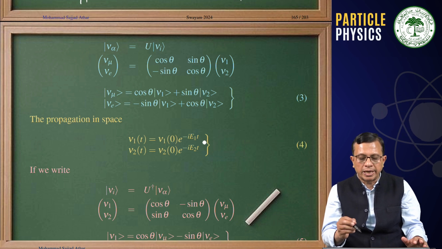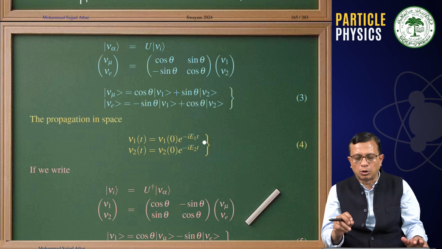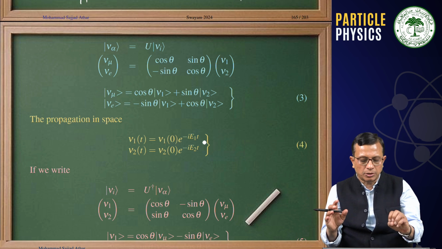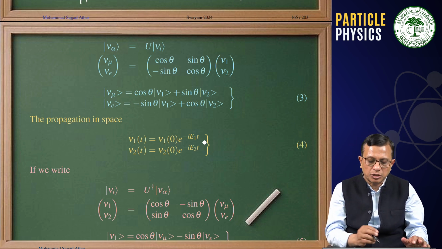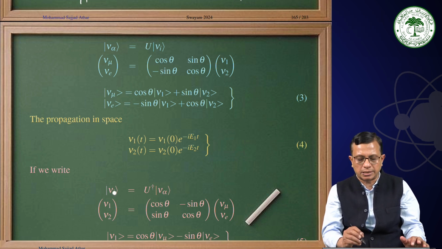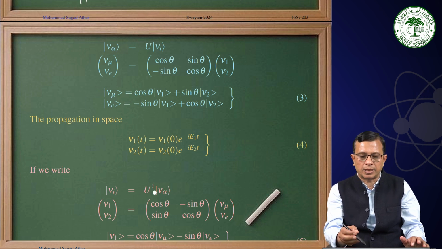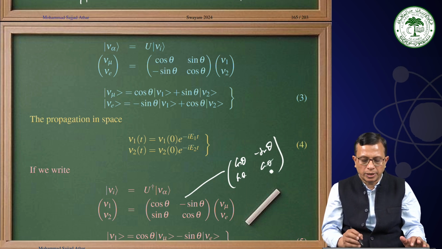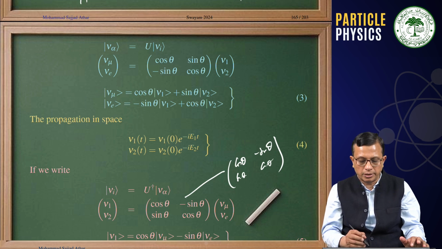Then we said that to start with, at time t equal to 0, we had only nu mu's. We didn't have any nu e. Therefore, if we do the inverse transformation, that means we write the neutrino mass eigenstates in terms of the neutrino flavor states, then instead of this U we will have a U dagger. Yesterday we saw that this is cos theta, minus sin theta, cos theta, and we are writing nu1 in terms of nu mu and nu e, and nu2 also in terms of nu mu and nu e.